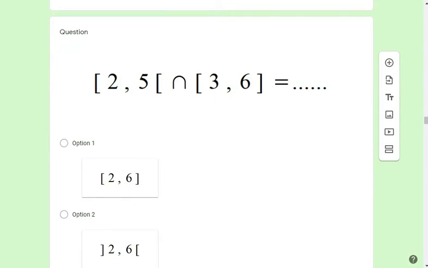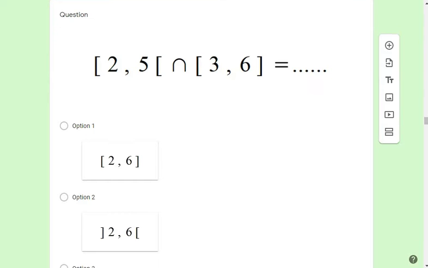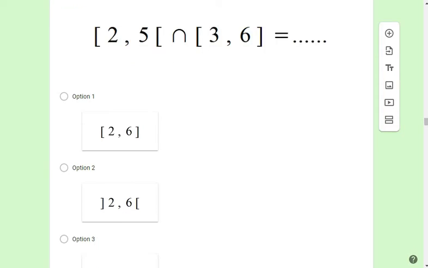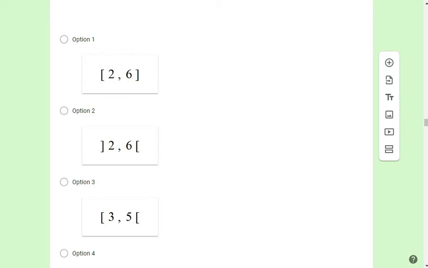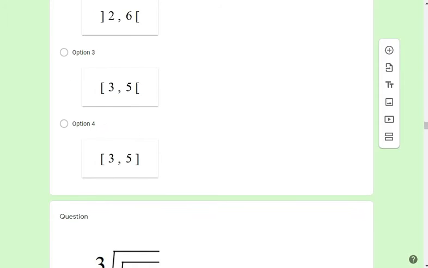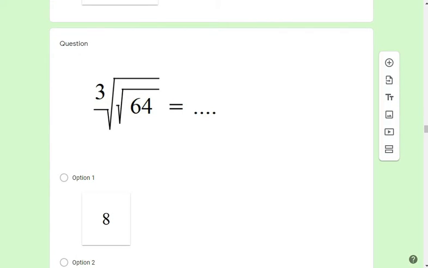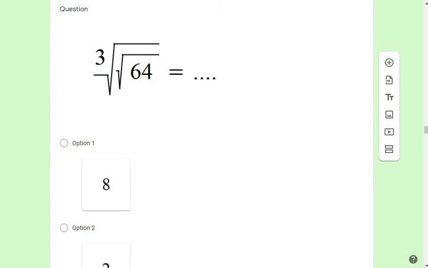The next, semi-closed interval 2 and 5 intersection closed interval 3 and 6 equals what? Choose one of the following answers: closed interval 2 and 6, open interval 2 and 6, semi-closed interval 3 and 5, or closed interval 3 and 5. The next, cubic root of square root 64 equals what?